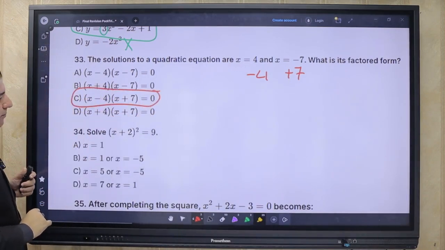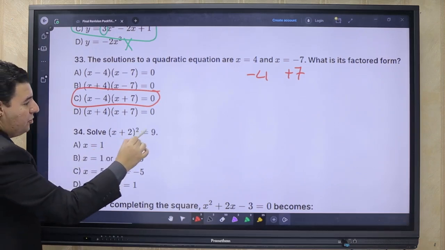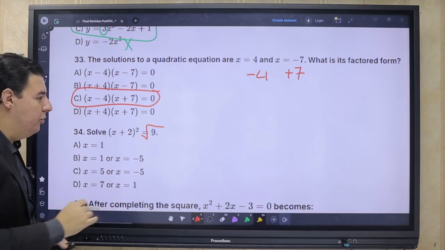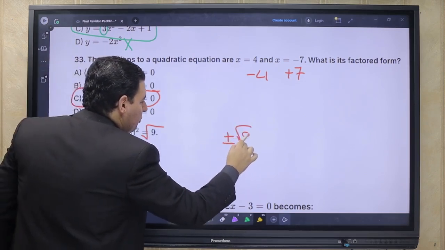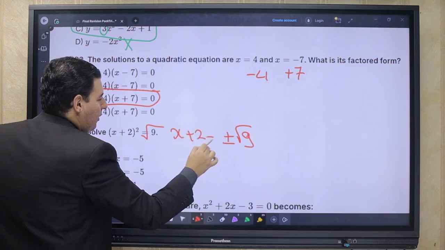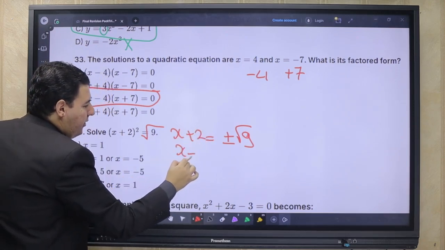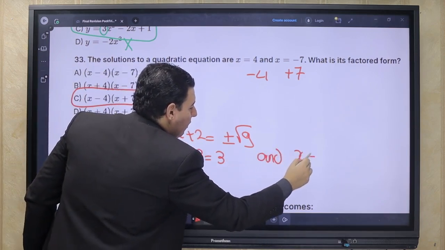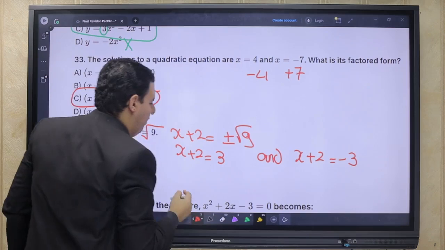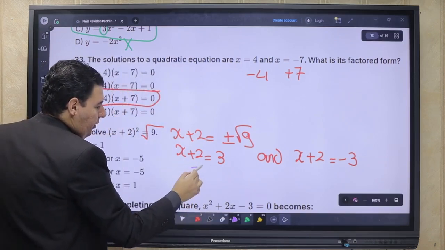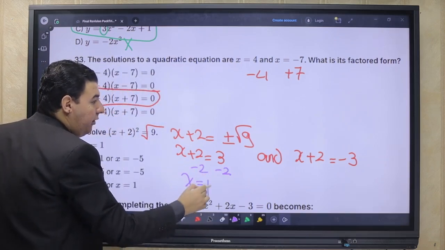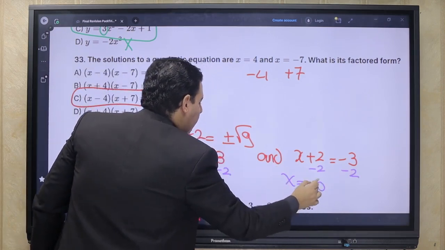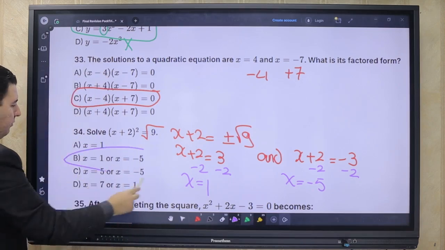Solving this equation, x plus 2 squared equals 9. To solve this equation, we take the square root of 9. But when we take the square root, don't forget positive or negative square root. So x plus 2 equals positive or negative square root of 9. So x plus 2 equals 3, and x plus 2 equals negative 3. Minus 2, so x here equals 1, and minus 2, x here equals negative 5. So we'll choose 1 and negative 5.